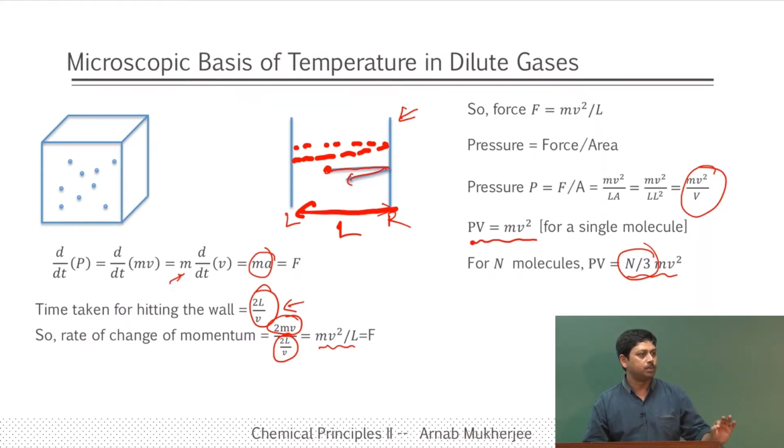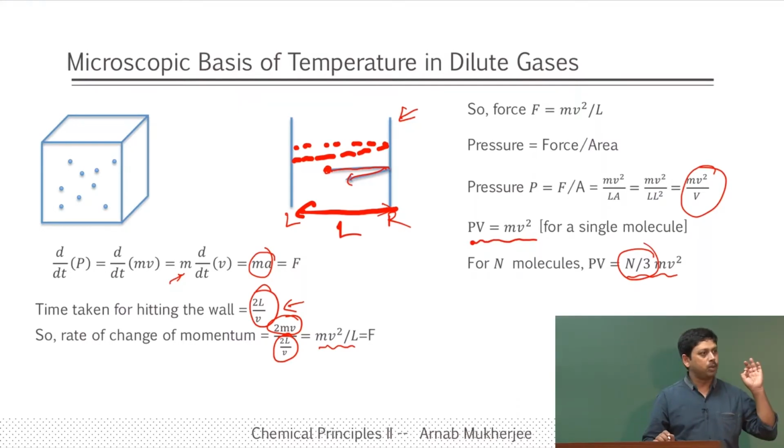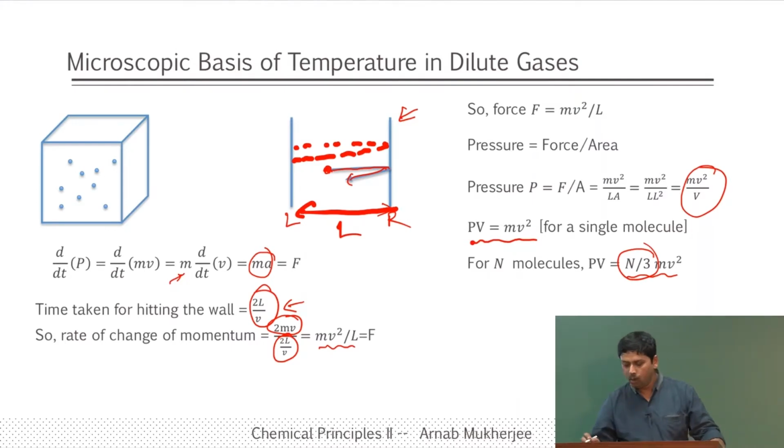If there are n molecules present, then the force acting on one side of the wall will be 1/3 of mv square. So, now we have this equation, Pv equals n by 3 mv square, and we already know from our previous discussions of a dilute gas or ideal gas situation that Pv equals n kBT, which we have already established.